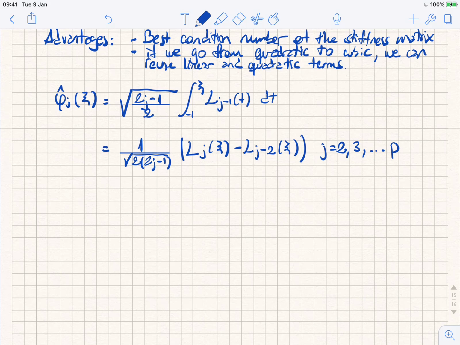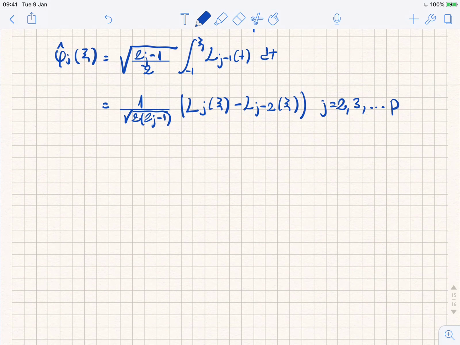But why do we do that? Why is that expression like that? Because this way of expressing the orthogonal polynomials has a very nice consequence. In the stiffness matrix, do we use the polynomials themselves?